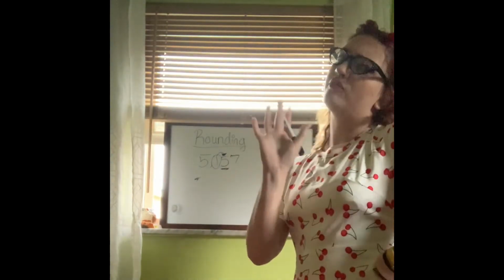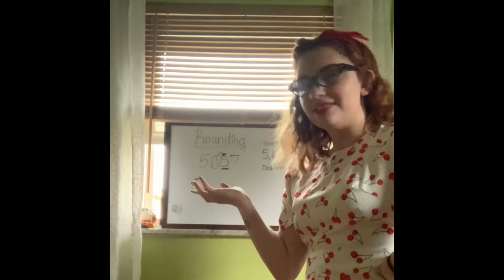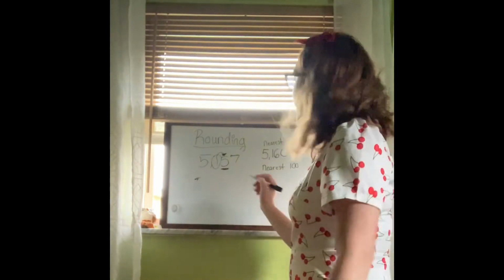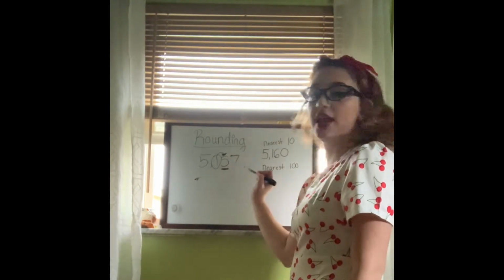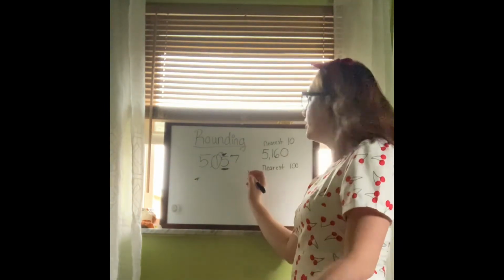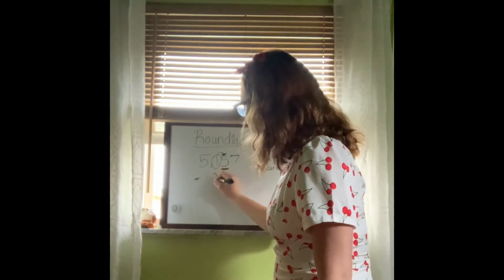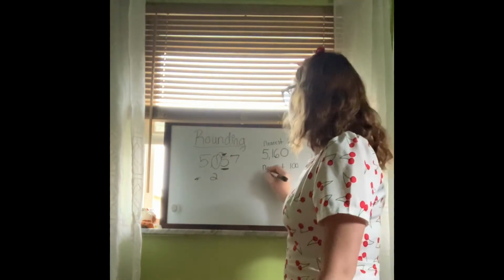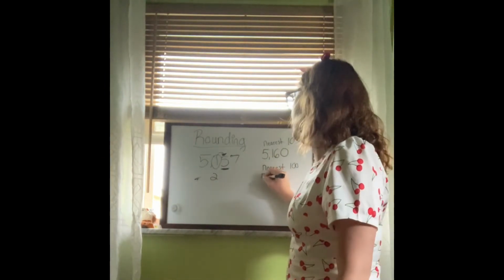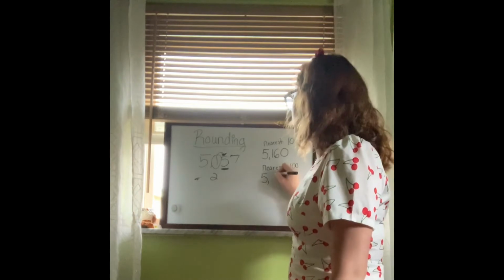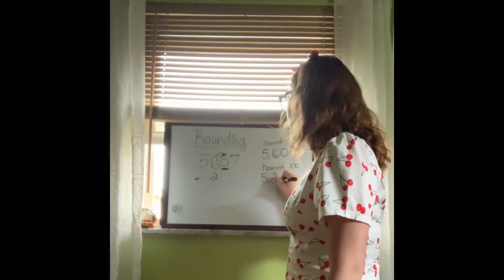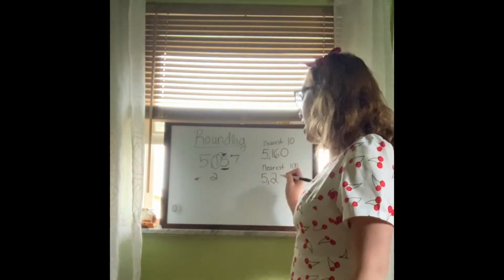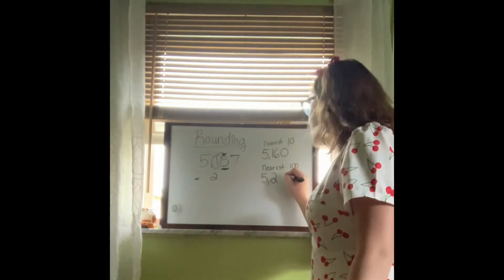Is 5 or more? Yes, 5 is 5, which makes it round up. Okay, so the 1 will turn 1 more, which will make it a 2. And everything to the left will stay the same. So 5,000. The 1 turns to 200, okay? And everything to the right of that, so the tens and ones, turn to 0.